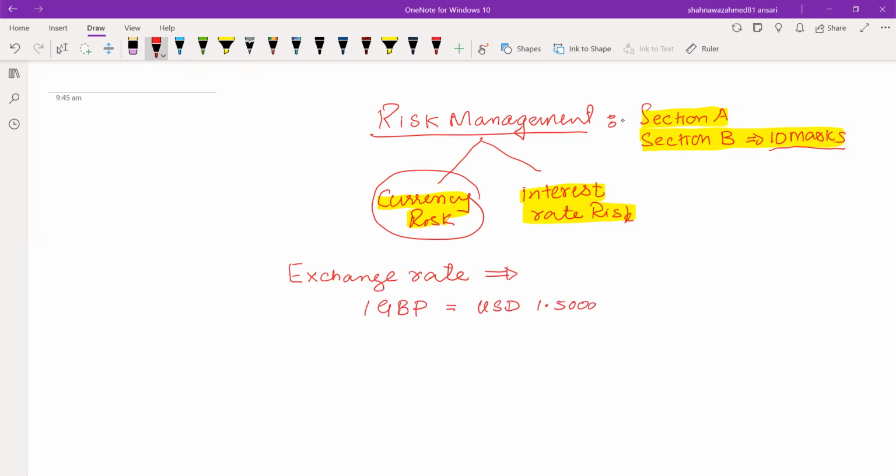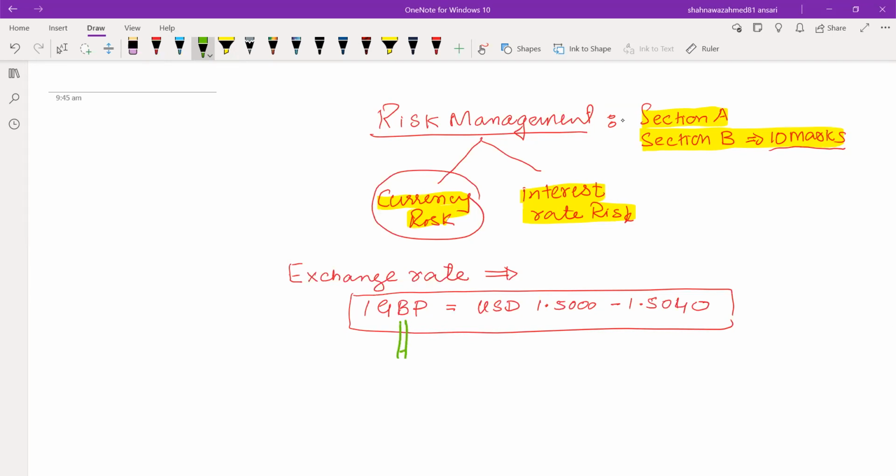Suppose we write it in this way. This is one way we can write the exchange rate. It says that if you have 1 GBP, you can get 1.50 USD. So 1 GBP is equal to how many USD? Now see, this is the base currency, and this is the term currency or reference currency.